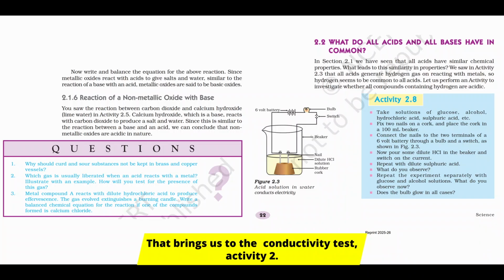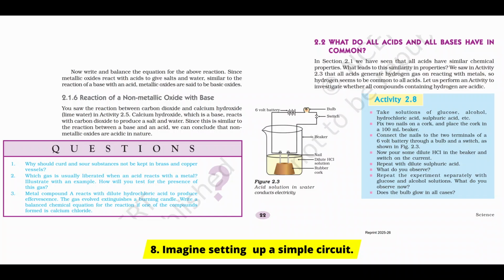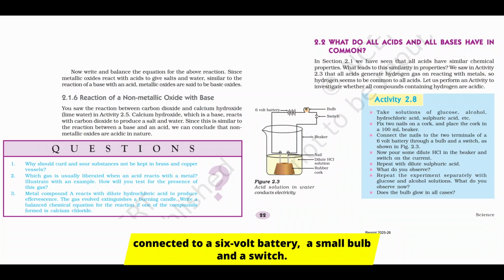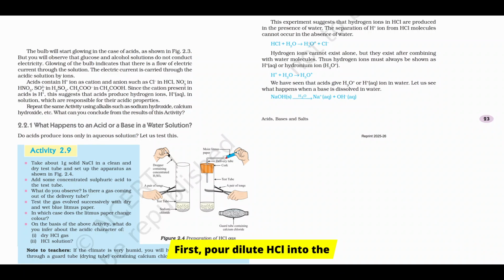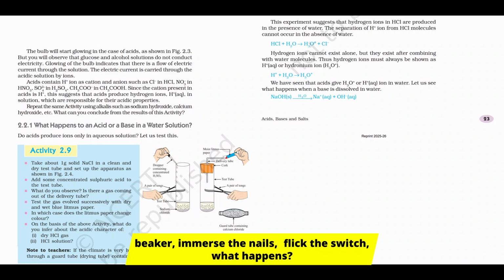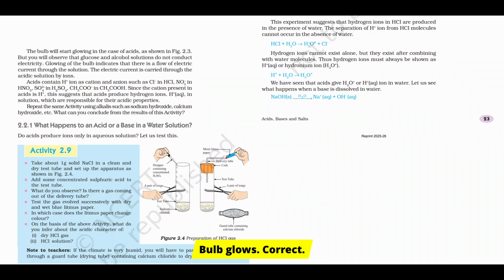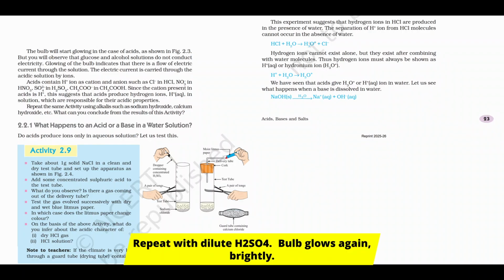That brings us to the conductivity test, activity 2.8. Imagine setting up a simple circuit. A beaker with two nails acting as electrodes, connected to a 6-volt battery, a small bulb, and a switch. The solution in the beaker completes the circuit. First, pour dilute HCl into the beaker, immerse the nails, flick the switch. What happens? Bulb glows. Correct. Repeat with dilute H2SO4. Bulb glows again, brightly.